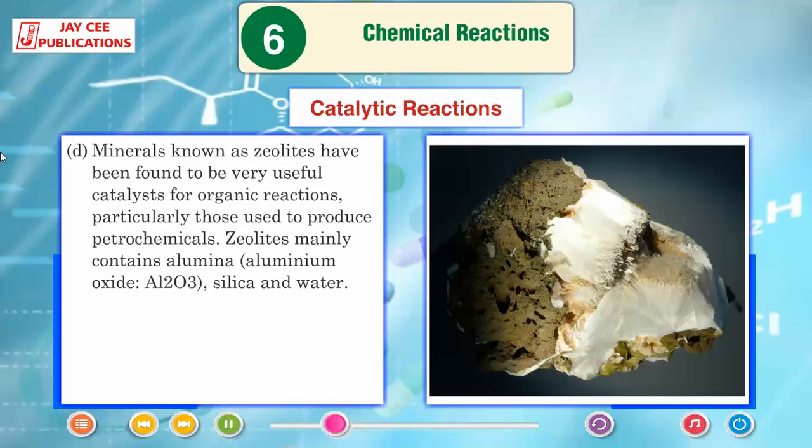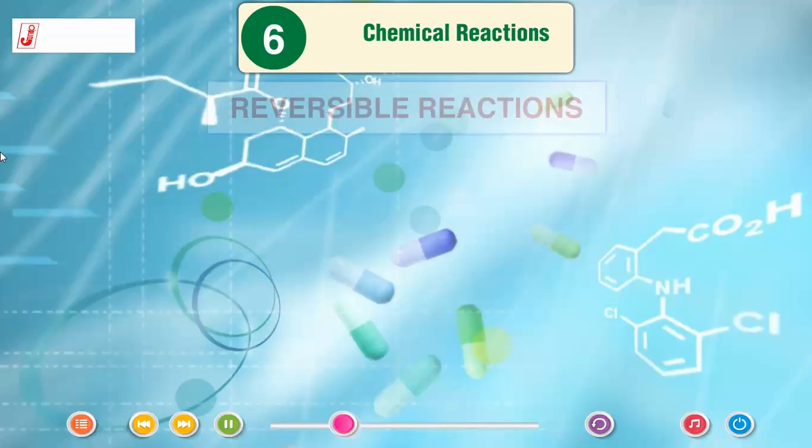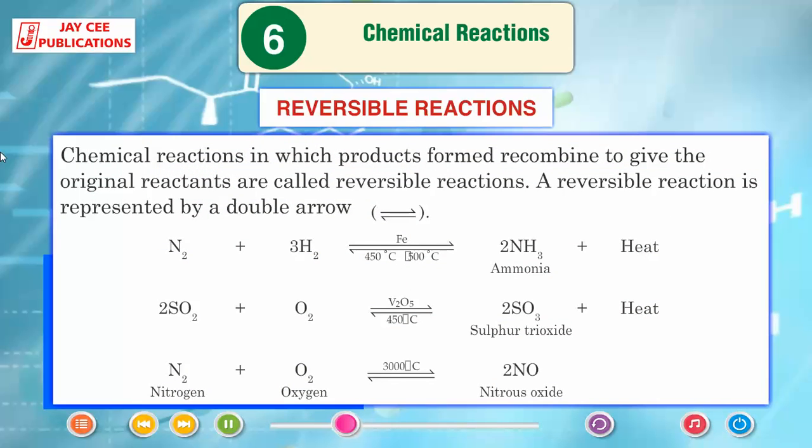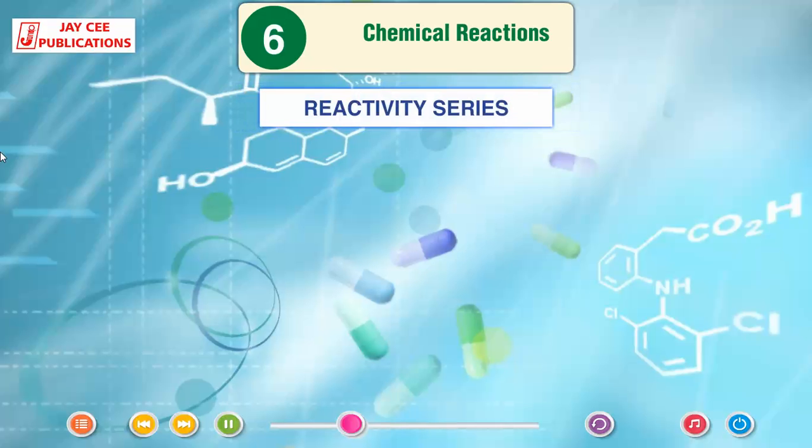Minerals known as zeolites have been found to be very useful catalysts for organic reactions, particularly those used to produce petrochemicals. Zeolites mainly contain alumina, aluminum oxide Al2O3, silica and water. Reversible reactions. Chemical reactions in which products formed recombine to give the original reactants are called reversible reactions. A reversible reaction is represented by a double arrow.